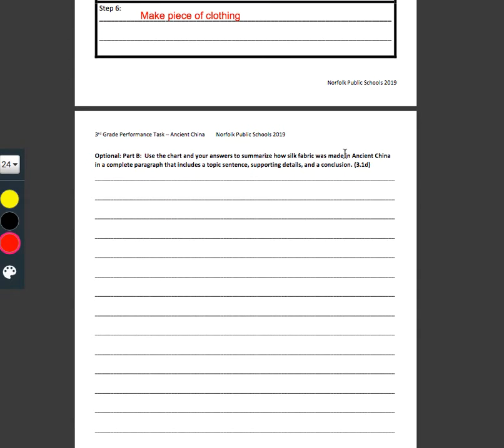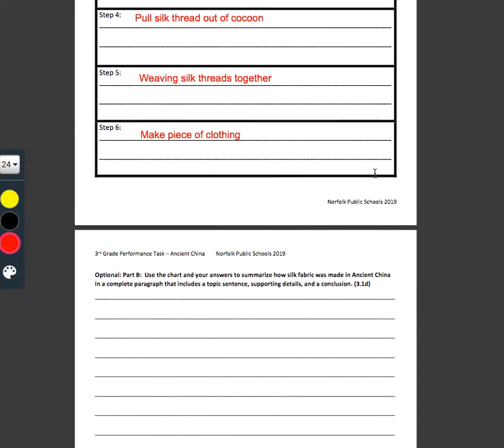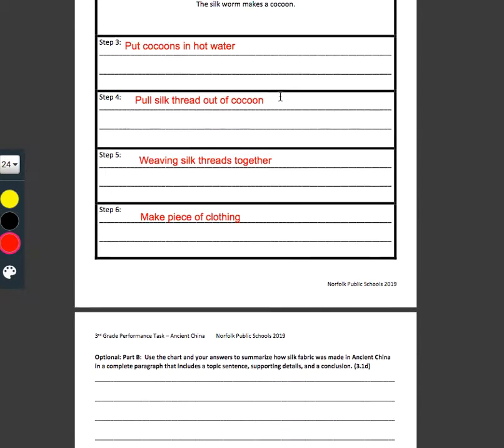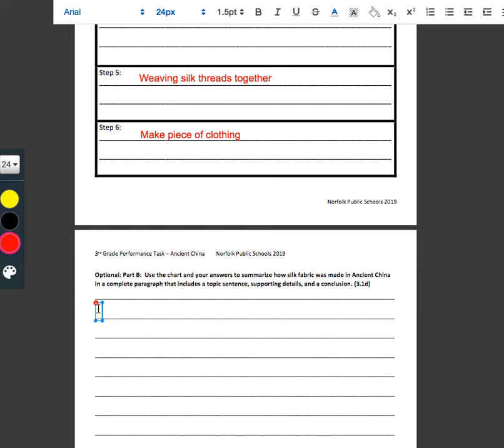Summarize how silk fabric was made in ancient China. A complete paragraph includes a topic sentence, supporting details, and a conclusion. So we're going to use this chart to make my paragraph. For a topic sentence, you're going to write what describes what the whole paragraph is going to be about. So I might just put, there are many steps to making silk fabric in ancient China. That could be my topic sentence.